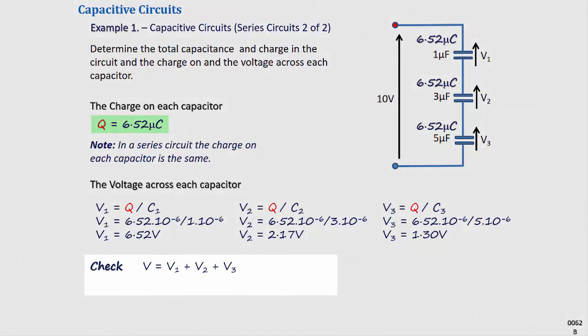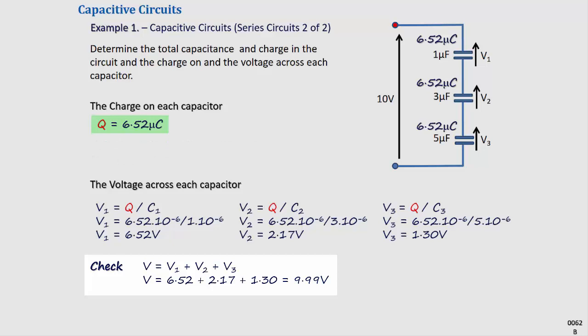We can do a check on the answer at this point, since we know that the sum of V1, V2 and V3 should equal the total voltage across the circuit V. Substituting the values, V equals 6.52 plus 2.17 plus 1.30, which equals 9.99 volts.